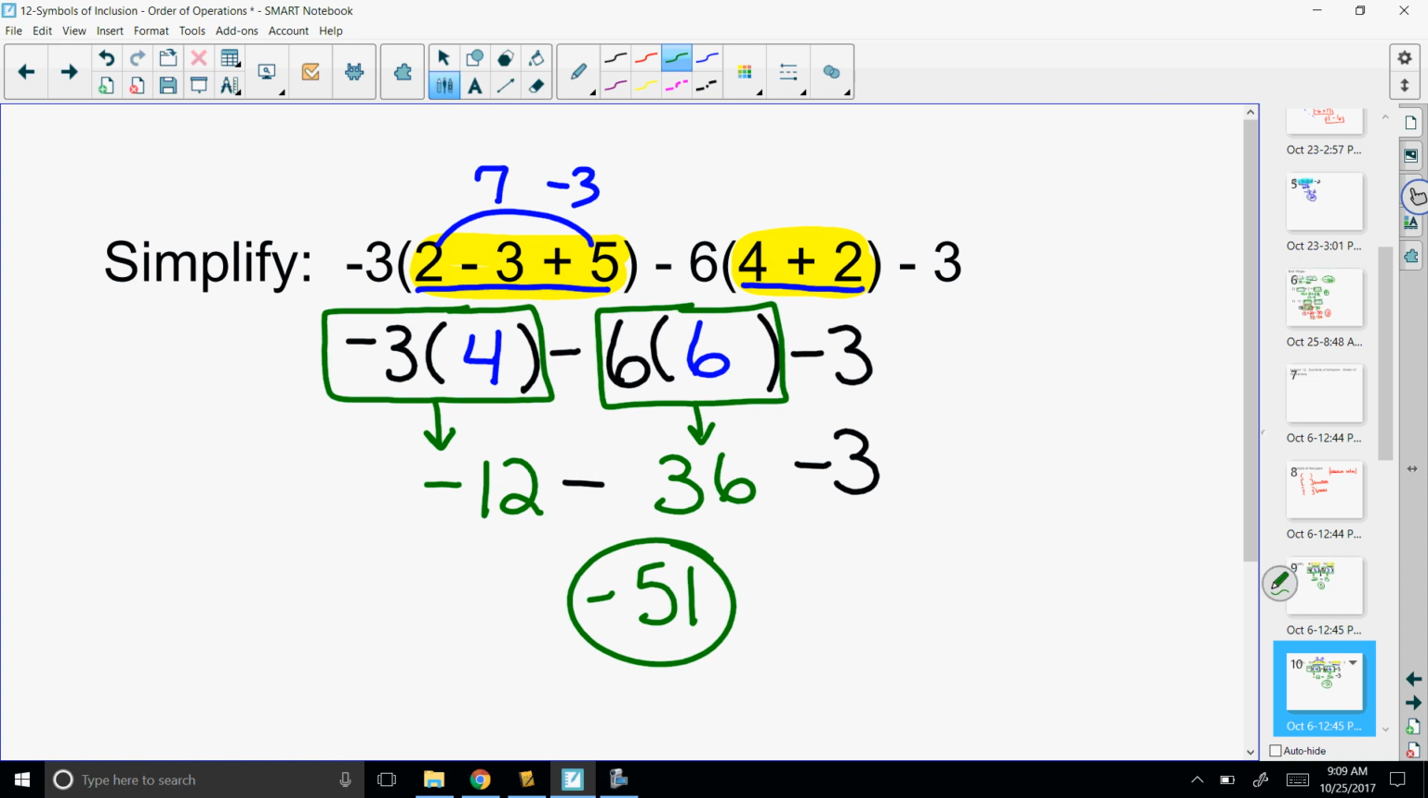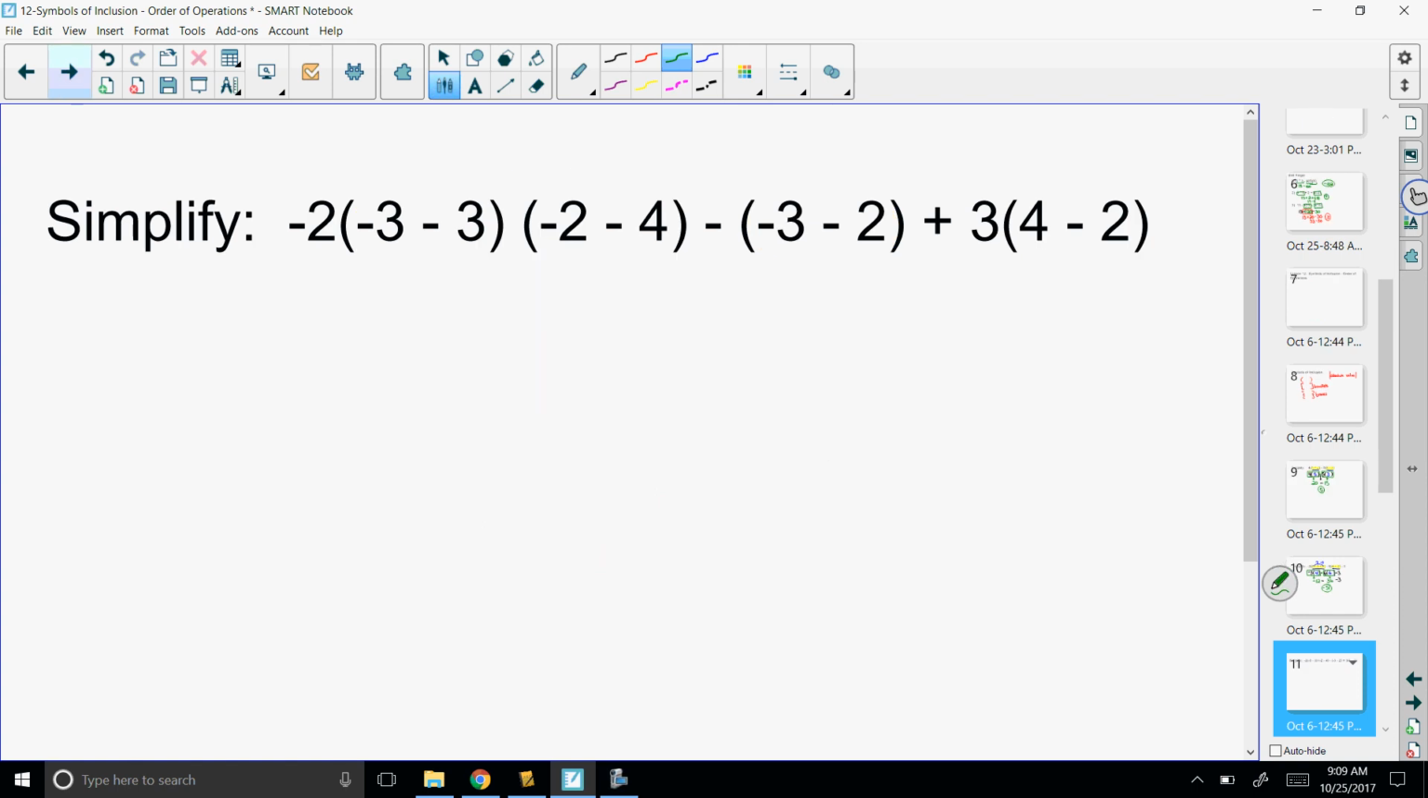Question. Start with those parentheses first. Okay, going to give you a chance to work through this problem. I don't care if you do it on scratch paper, if you do it on the desktop. You can visit with your partner. I'll give you a minute to work through the problem. Go.